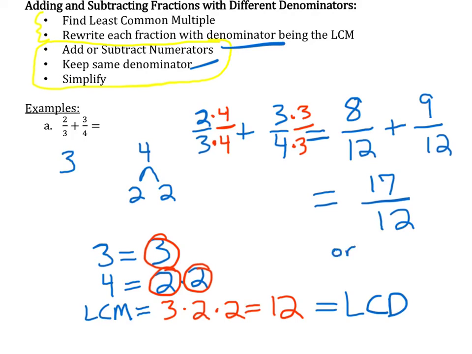However, if you want to write your solution as a mixed number, 12 goes into 17 one time with a remainder of 5. So that'll be 1 and 5/12. All right, that's adding and subtracting fractions with different denominators. And this concludes our studies of the operations with our fractions.